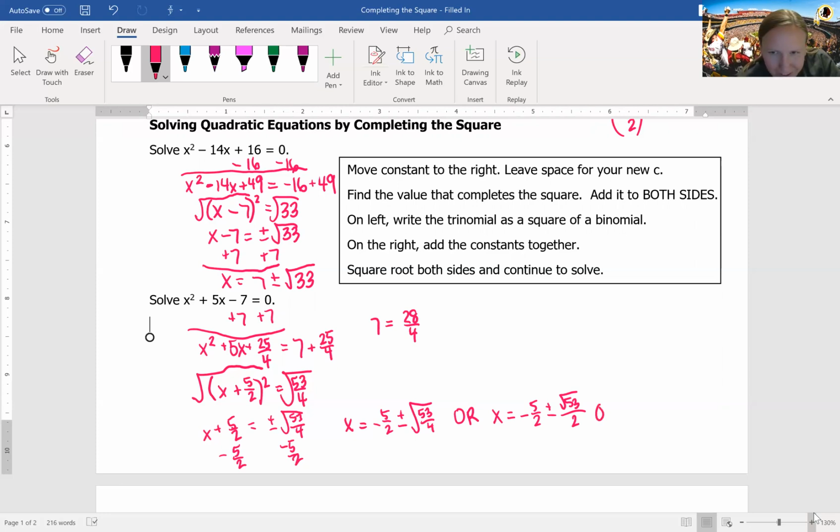Or another way is, technically I have two fractions with a denominator of 2. I can actually put those things together. So I can say x equals negative 5 plus or minus root 53, all over 2. Okay, this is technically the best way of writing it, but I know some of us aren't super confident with simplifying radicals right now, but this is the best way.